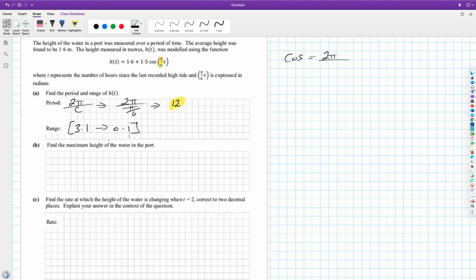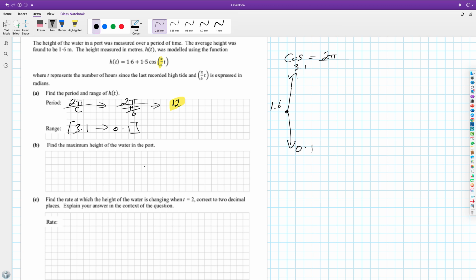3.1 down to 0.1. Why is it 3.1 down to 0.1? Where's my starting point? Looking at our letters, what's my starting point going to be? 1.6. The number in front of the cos tells me where it goes up and down, doesn't it? Go up 1.5 from 1.6 and you get 3.1. Go down 1.5 from 1.6, you're left with 0.1. And that's your range, 3.1 to 0.1.